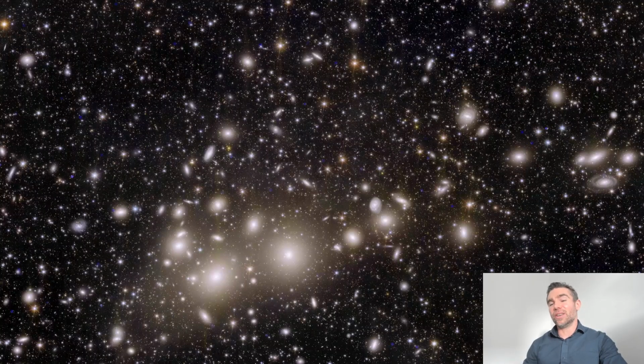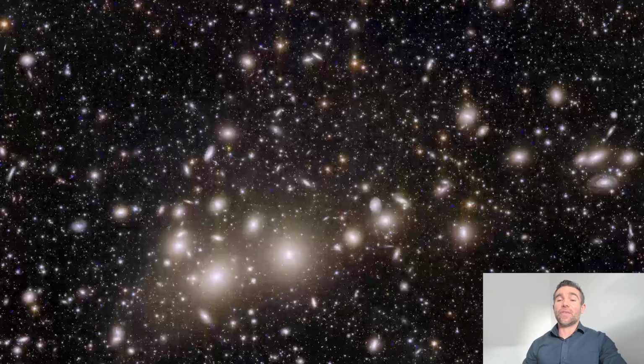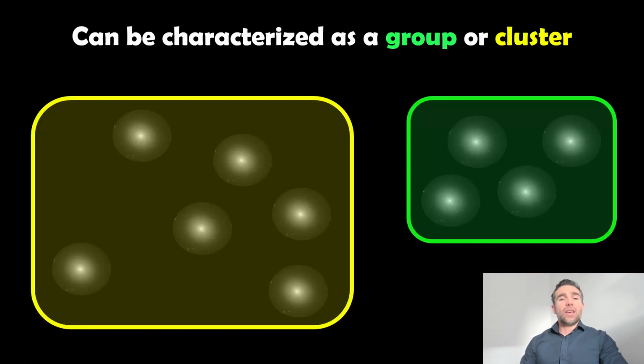And here's a pretty nice example of a galaxy cluster, and pretty much most of those are galaxies. There's a fair few different types of galaxy there. This is quite an enormous galaxy cluster, but I forget exactly which one this is. So that's an example of a galaxy cluster. And they can also be characterized as a group or a cluster.